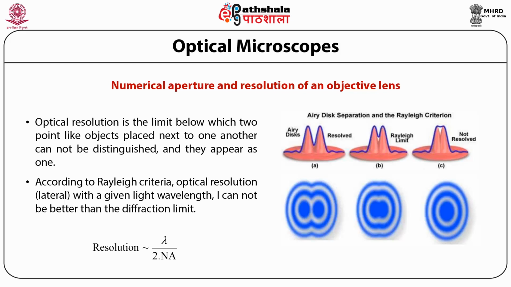There is another resolution which one should in principle talk about, and that is axial resolution, which is resolving objects along the axial direction, meaning along the direction of light propagation, and that is always larger than the lateral resolution which is achievable by an objective of numerical aperture NA.